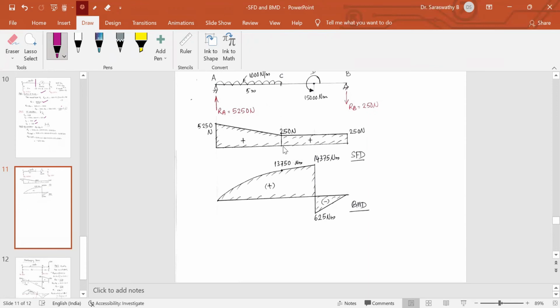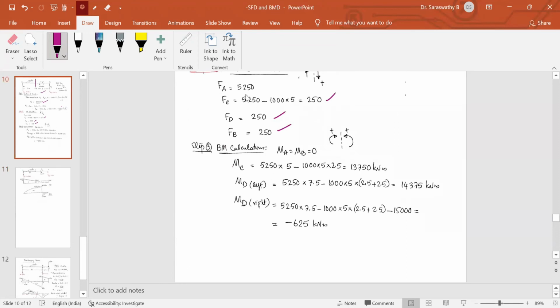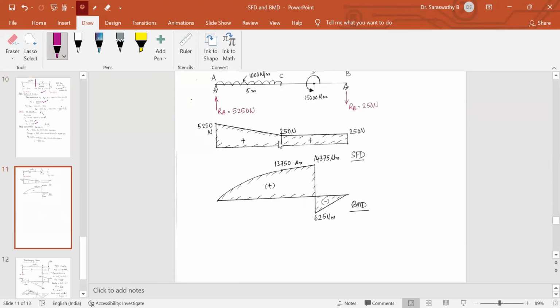Then at this point, we got 250. At FC, it is 250. So mark 250 above the line. Since it is UDL, connect it with a straight line. So this should be a straight line.